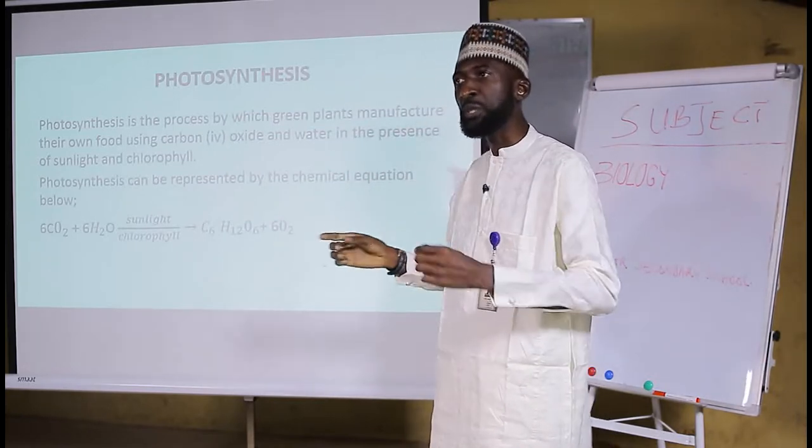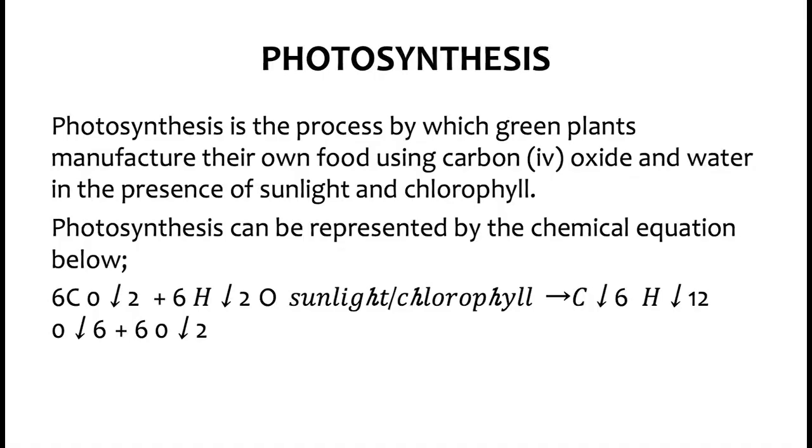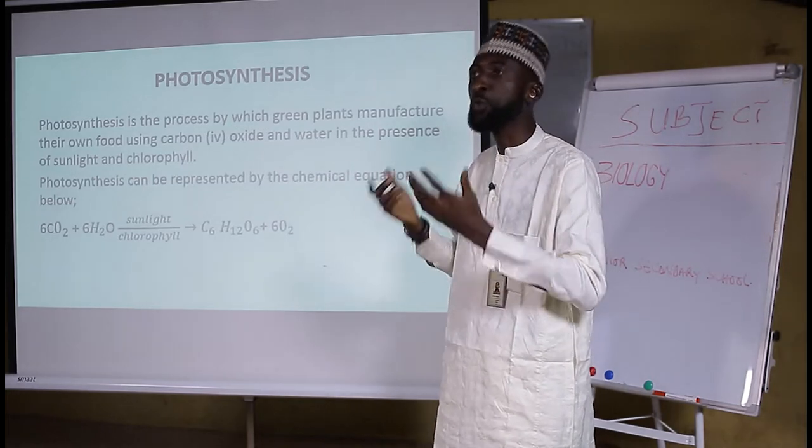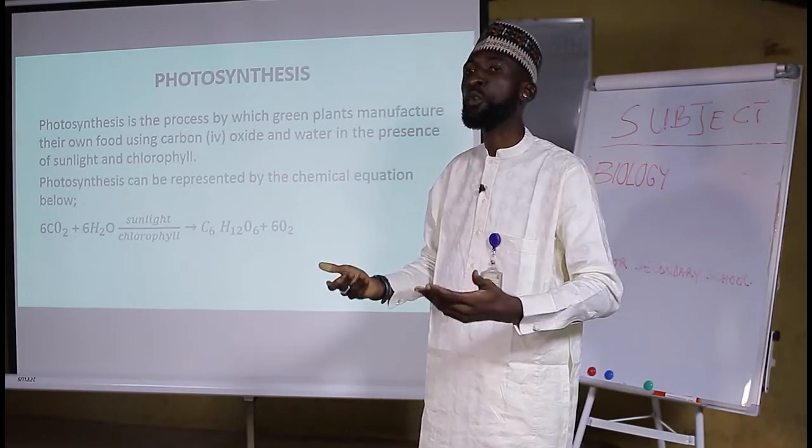For every chemical equation, if a reaction takes place and you have the product, the equation has to be balanced. The number of elements you have on the left-hand side must be equal to the number of elements you have on the right-hand side. So on the left-hand side, we have 6 molecules of carbon dioxide and 6 molecules of water, in the presence of sunlight and chlorophyll. On the right-hand side, which is the product side, we have a molecule of glucose, represented with the chemical formula C6H12O6. That is the chemical formula of glucose, and that is the form of food produced by plants when they undergo photosynthesis.